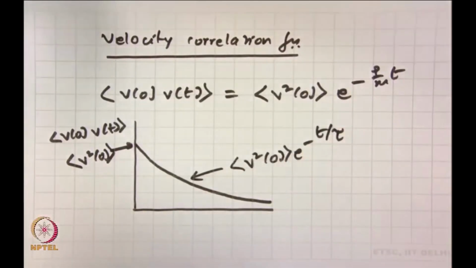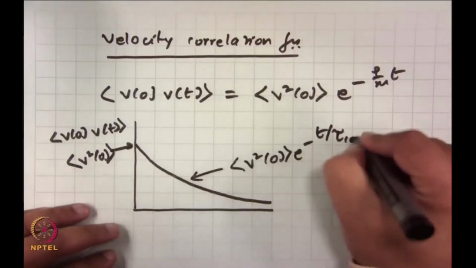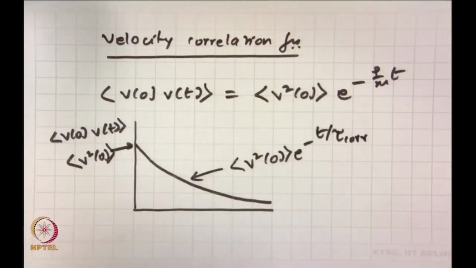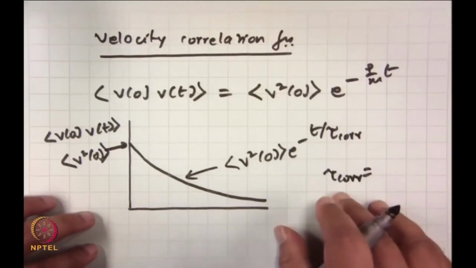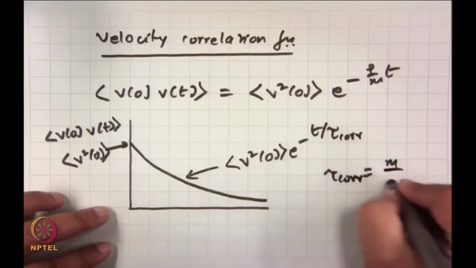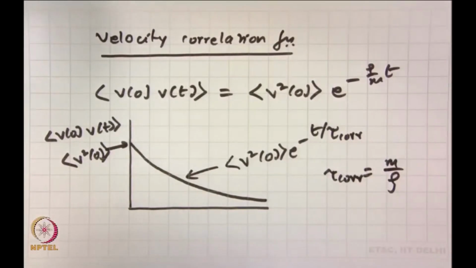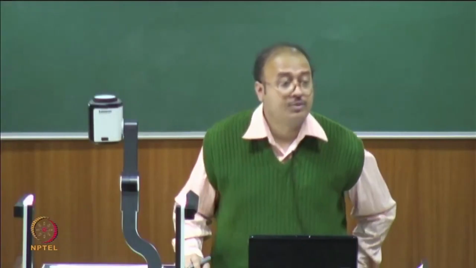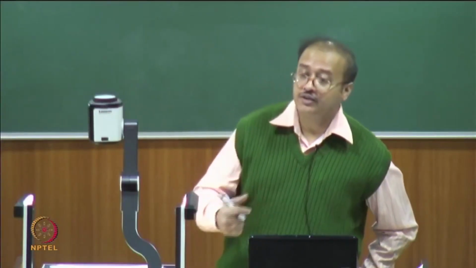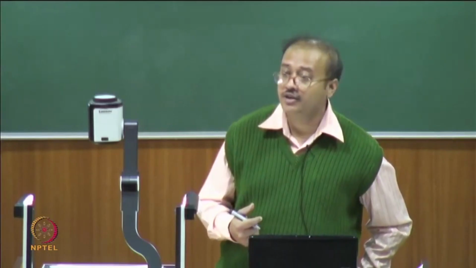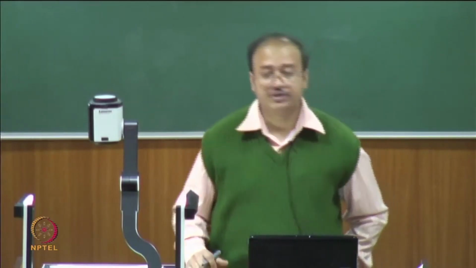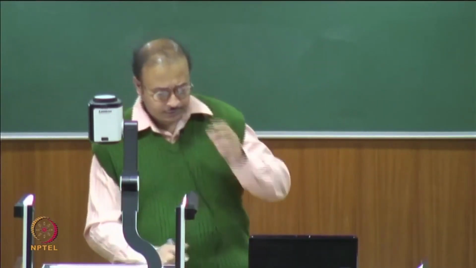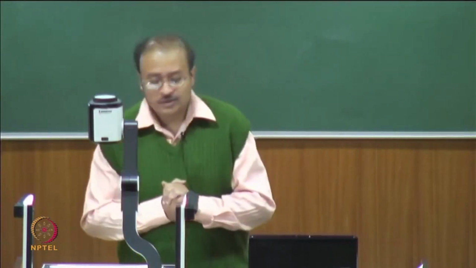This tau I said was tau correlation, was not it? Where tau correlation is equal to, what was it equal to? m by xi. Because the factor in the exponent has to be dimensionless, and you already have time t, m by xi should also have the units of time, right. So it is a correlation time. This is essentially the decay time.